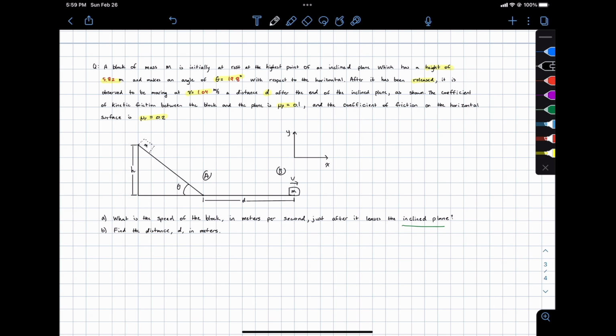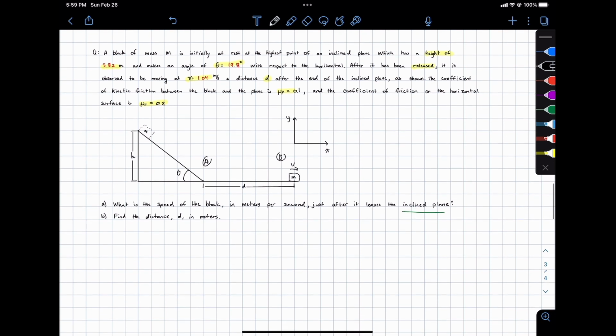So there's two parts to this question. A, what is the speed of the block in meters per second just after it leaves the inclined plane? After it leaves the inclined plane, this part. Okay, so from here to there, right? This point from here. And part B is to find the distance d in meters. So let's go one problem at a time.